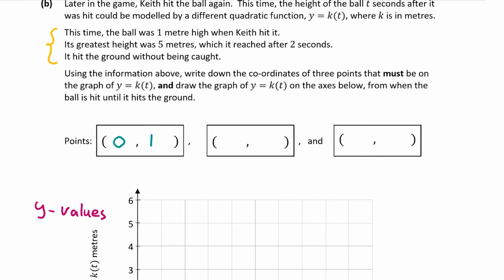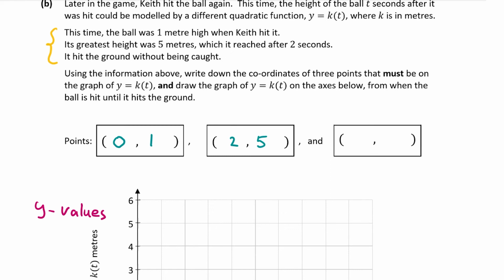Now let's try the second sentence. We're told that the greatest height was 5 meters, which it reached after 2 seconds. So this time, our x value is going to be 2, as 2 seconds have passed since it was hit, and it reached a height of 5 meters at that time. So the second coordinate is 2, 5.